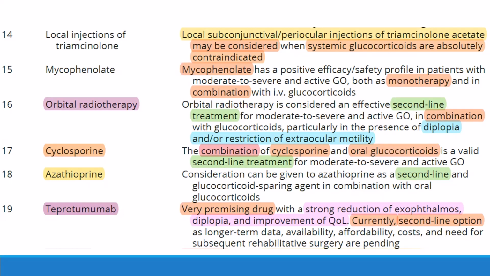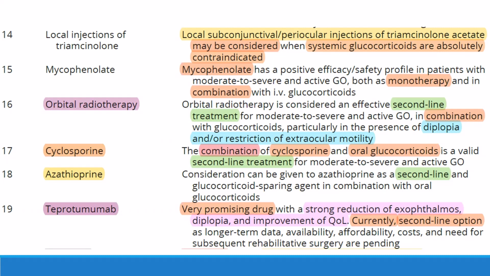Orbital radiotherapy is considered an effective second-line treatment for moderate to severe Graves' orbitopathy in combination with glucocorticoid in the presence of diplopia and or restriction of extraocular motility. Cyclosporine can be given in combination with oral glucocorticoid as a second-line therapy. Also, azathioprine is considered a second-line therapy.